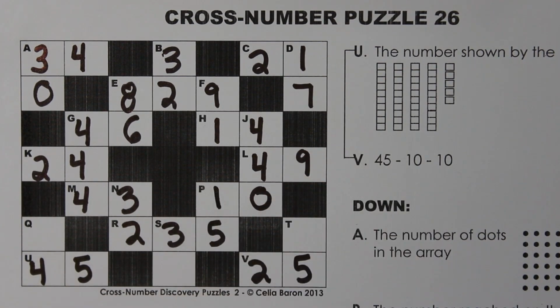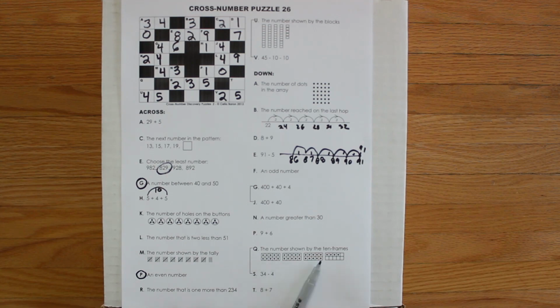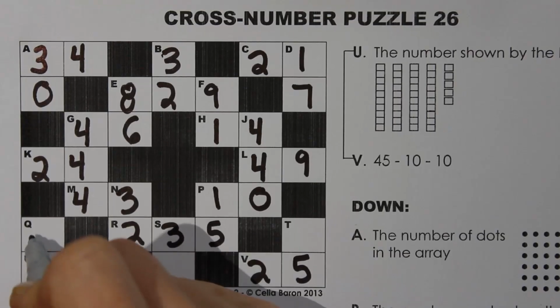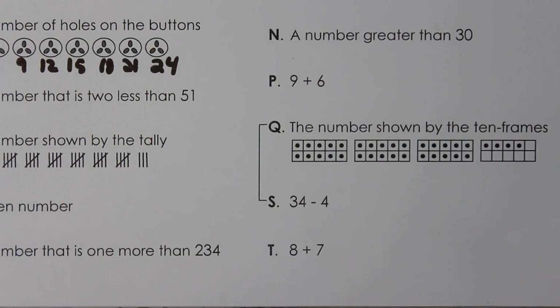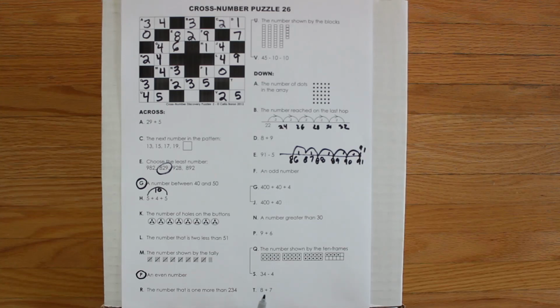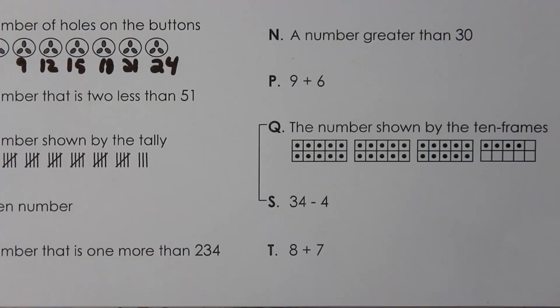Q and S are also connected. Q involves a 10 frame showing a number 34. S involves taking the 4 from the 34. It's important that students recognize 34 as a 30 and a 4. When they take away 4, they're left with 30. Questions like 30 plus 4 were introduced in earlier puzzles. T, another basic addition fact involving a near double.